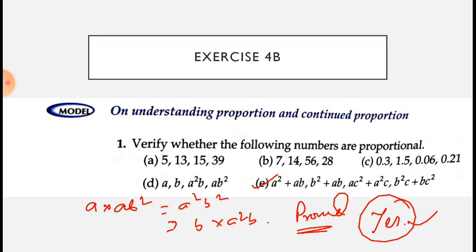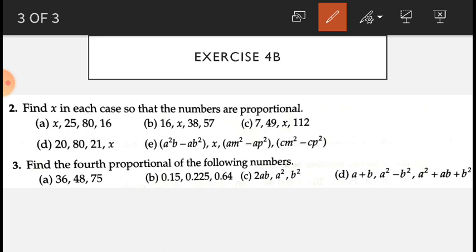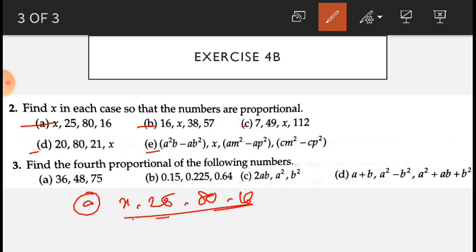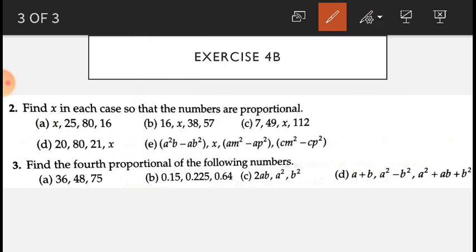Now coming to the next: find x in each case so that the numbers are in proportion. In each case the numbers are given in proportion, and you have to find out the value of x here. So question number A, that is x, 25, 80 and 16. Now to find the value of x, you use the given condition and write it this way.